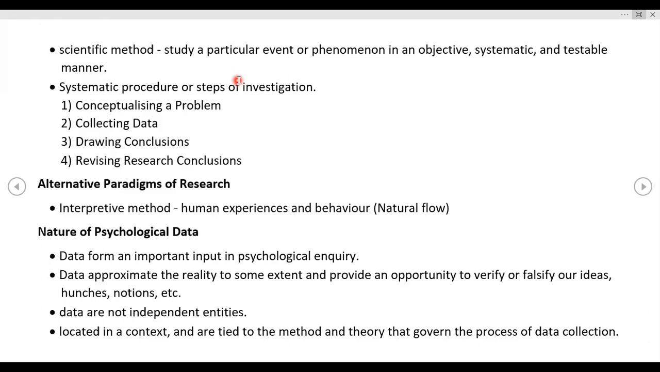In the scientific method, what are the steps involved in it, or how to conduct the research. The first main thing is you have to have a problem. That is, what problem you are dealing with has to be understood. And then you have to collect the data. And then you will have some results, which give the problem some answers. So these are the behaviors which are happening. These are the conclusions we can draw. So drawing conclusions and revisiting the research conclusions.